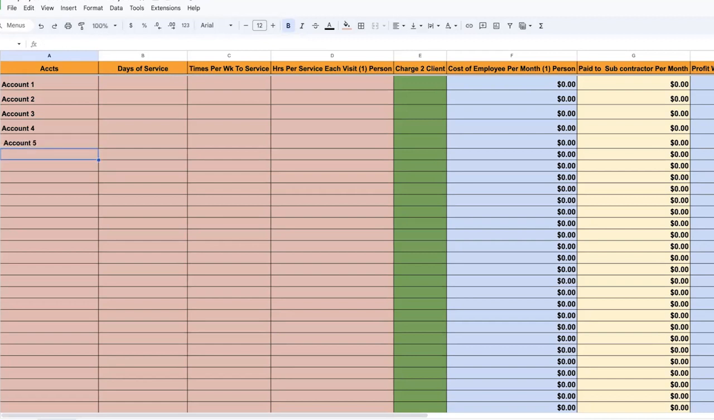And this is really all an estimate, because especially when it comes to employees, it doesn't take your taxes or anything like that into account. So it's really just an estimate.